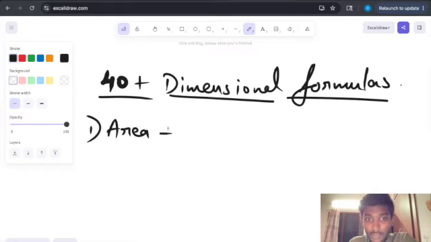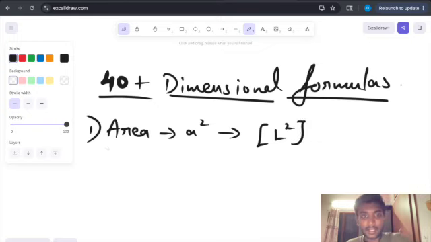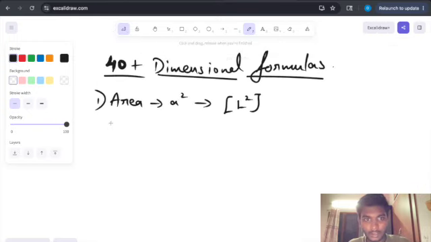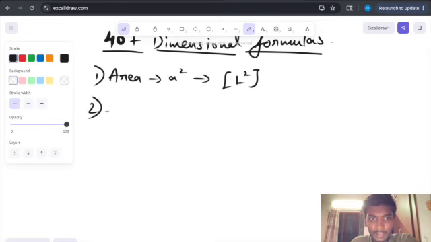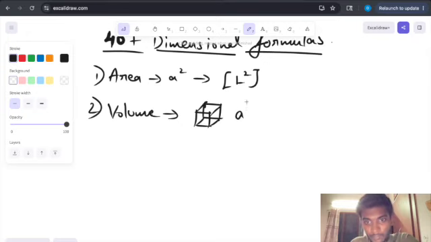Area of a square is a square, where a is the side of the square. Therefore, it is a measurement of length, due to which the dimension formula of area will be L square. And then we will see volume. For example, volume of a cube is a cube, as you know, and a is again the side of the cube. Therefore, the dimension of volume will be L cube.